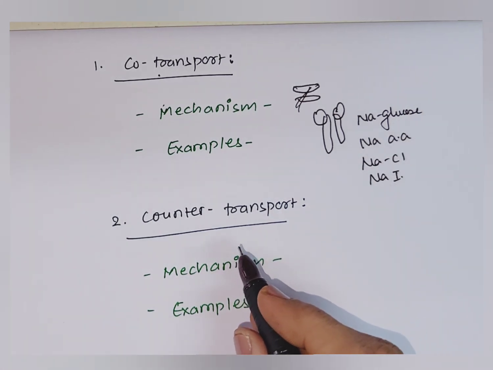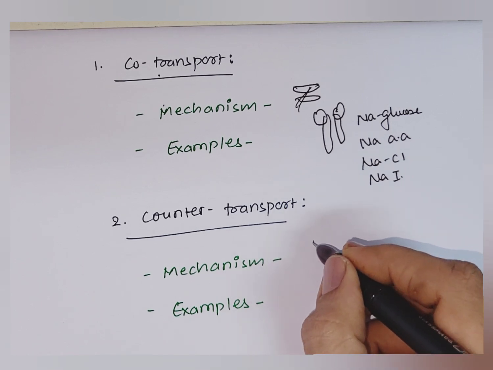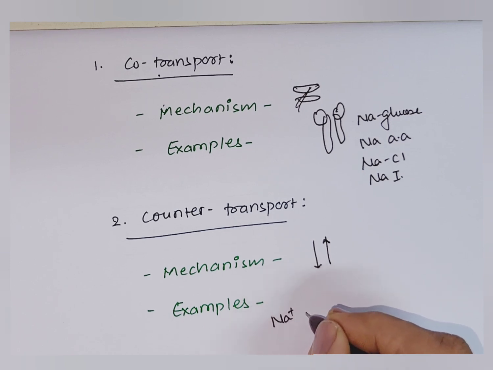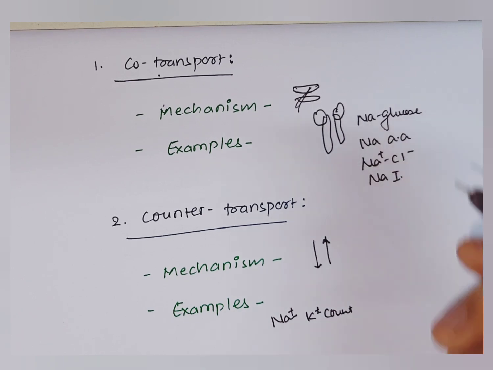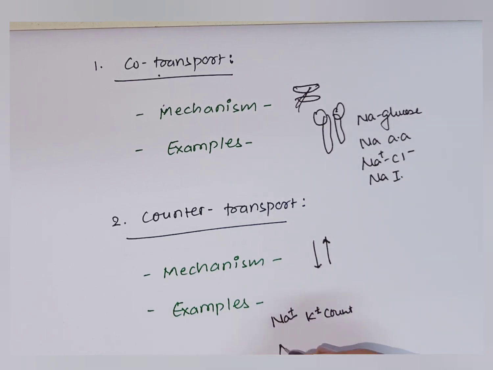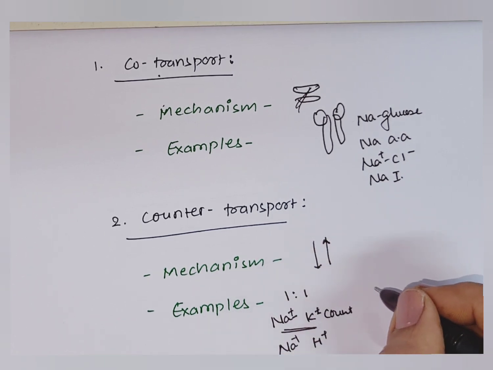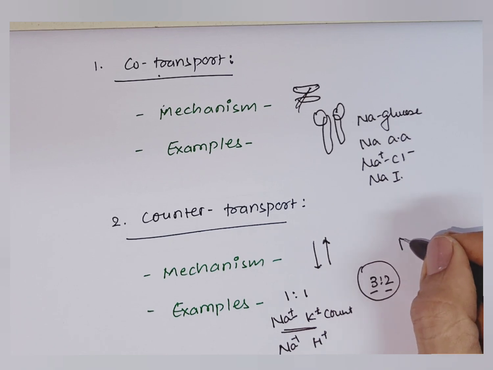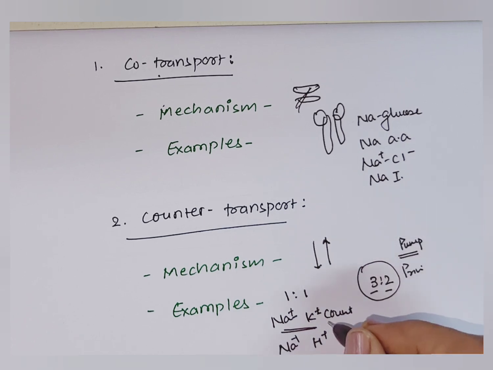This is counter-transport. Here the substances are transported in opposite directions, meaning one substance enters and the other exits. Examples are sodium potassium counter-transport, where both are positive, and others where one is positive and one is negative. Then sodium hydrogen. This is very important: sodium potassium counter-transport is 1:1, but if we are talking about the pump, that is 3:2, 3 sodium and 2 potassium. So this is different. The pump is primary. To remember, P for pump: whenever you have the word pump, it means primary active transport. And if the word is counter-transport or co-transport, that is secondary active transport.